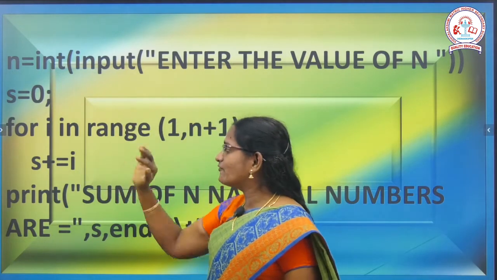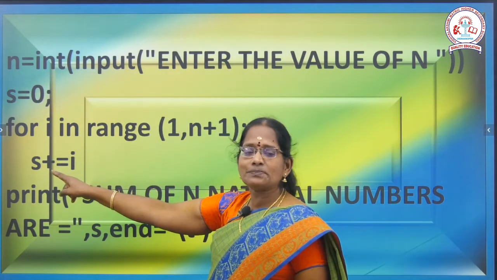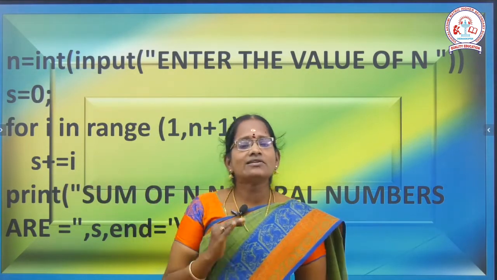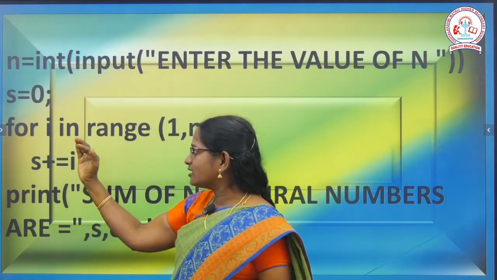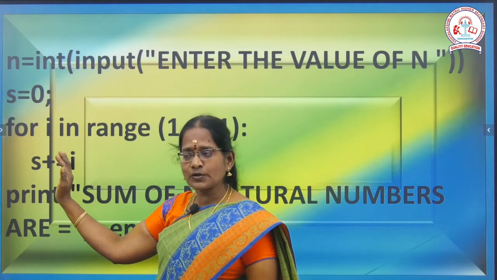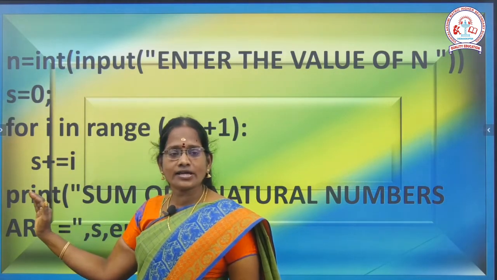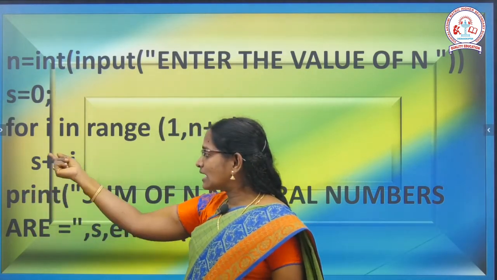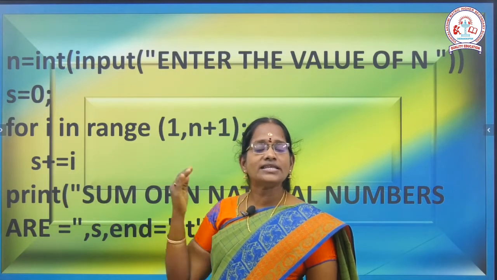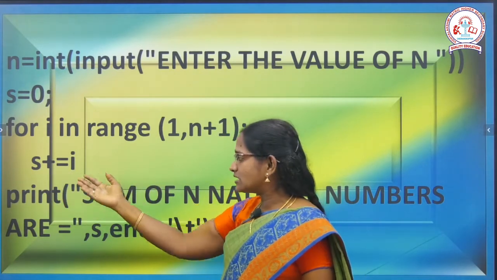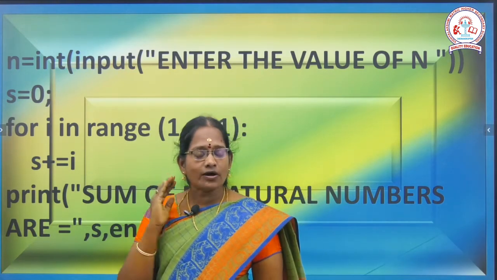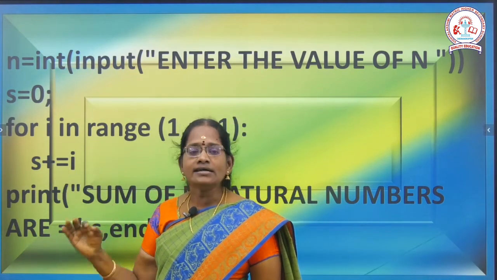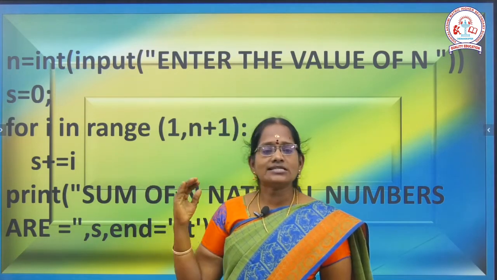So each and every time the s value is replaced: s value plus i value, s value plus i value, s value plus i value. So continuously it will be added. At the end of the loop, it will start to print. In this print statement, since it is nearby the s, each and every time the result is printed. First time 1 plus 2 is 3, it will be printed. Second time 3 plus 2 is equal to 5.